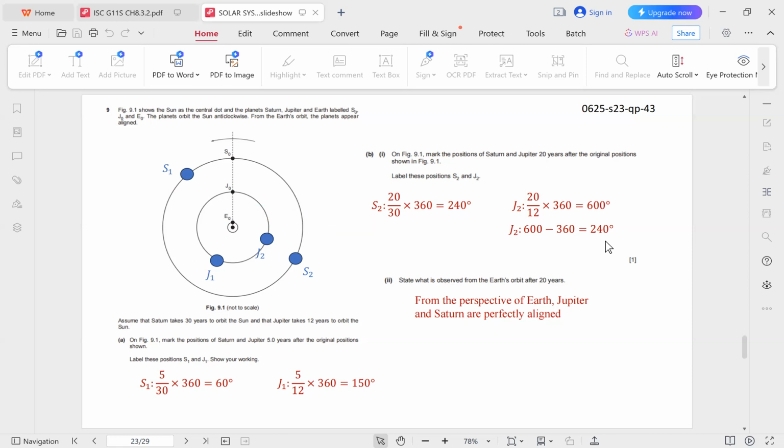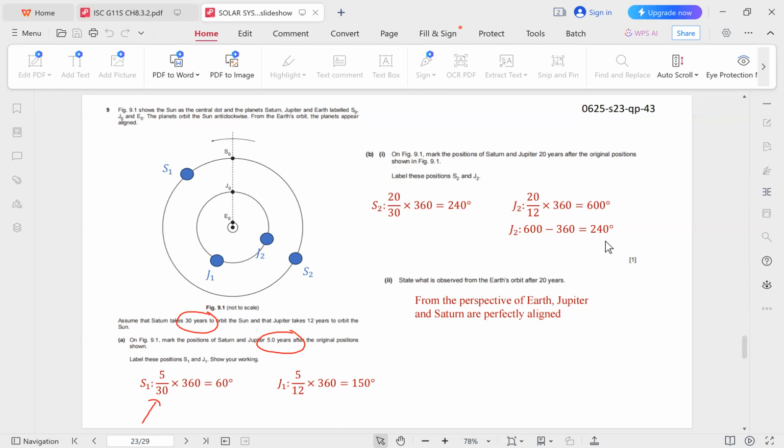So if Saturn takes 30 years to orbit the sun and Jupiter takes 12 years to orbit the sun, and we know that Earth takes 1 year to orbit the sun, of course. So on figure 9.1, mark the position of Saturn and Jupiter 5 years after the original position. How much of the path would they cover in 5 years? For Saturn, it takes 30 years, and we want to know where it will be in 5 years. So 5 over 30 describes the fraction of the cycle that it has already executed. Out of 30 years, we've completed 5 years, so we've completed 5 over 30 of the cycle.